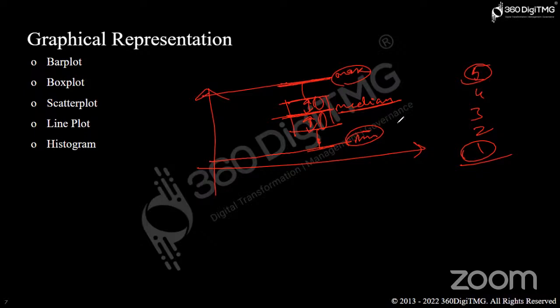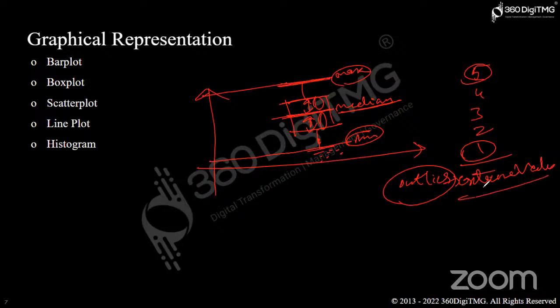It can also represent some values beyond the range, which we refer to as outliers. I've told you, extreme values are referred to as outliers. So that is box plot.